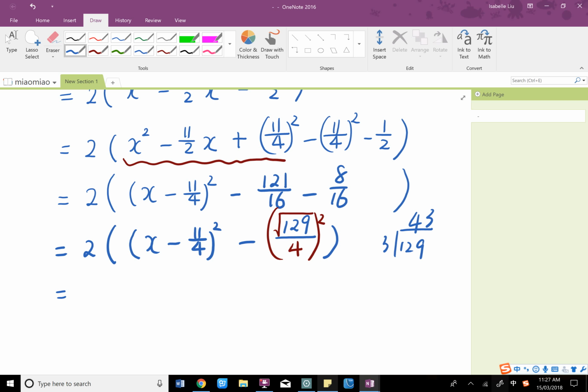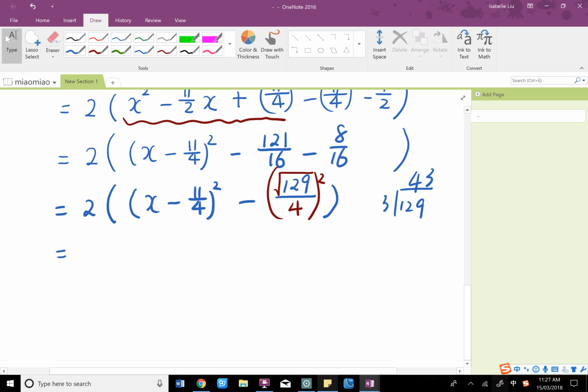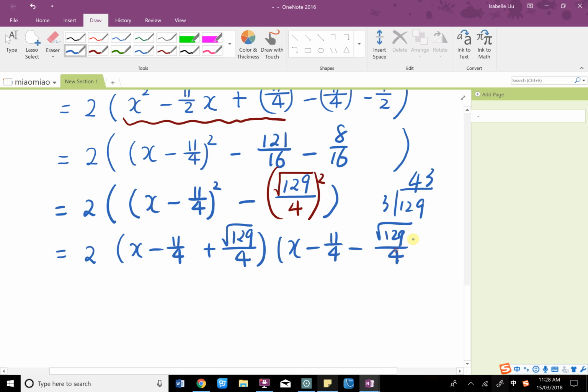The 2 is outside. If you times that 2, what you have is 2x minus 11 over 4 squared minus 129 over 8, and then the 2 does not get squared. You can't use the a squared minus b squared formula. That's why I take the 2 and just leave it outside, and everything's inside. I'm just trying to factorize the inside terms. So this 2 is here, and what I have is x minus 11 over 4 plus square root 129 over 4, and x minus 11 over 4 minus square root 129 over 4.